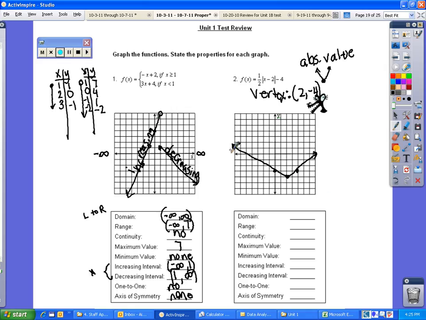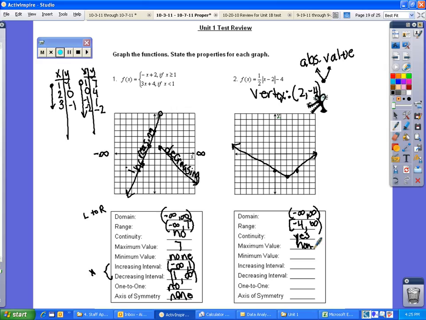My domain is going to be all real numbers because this is going to keep going left and this is going to keep going right, so from negative infinity to infinity. Your range is going to start at negative 4, including negative 4. It starts here, and then it's going to continue up, so that's up to infinity. It is continuous because you can trace the function from start to finish without picking up your pencil. There is no maximum because there's no highest point.